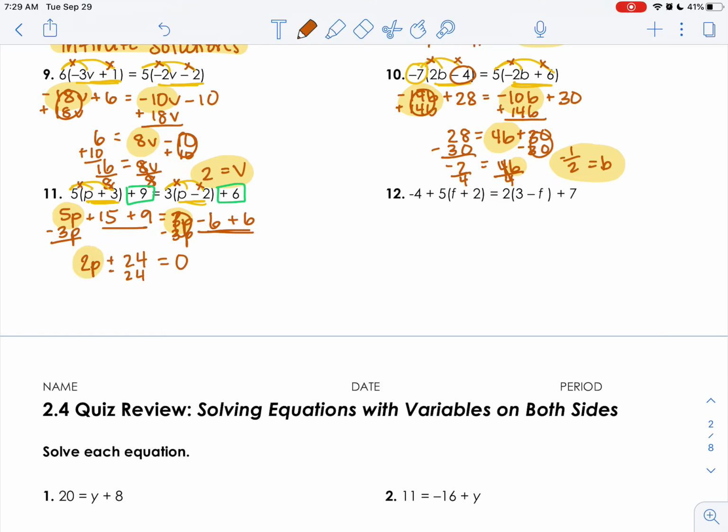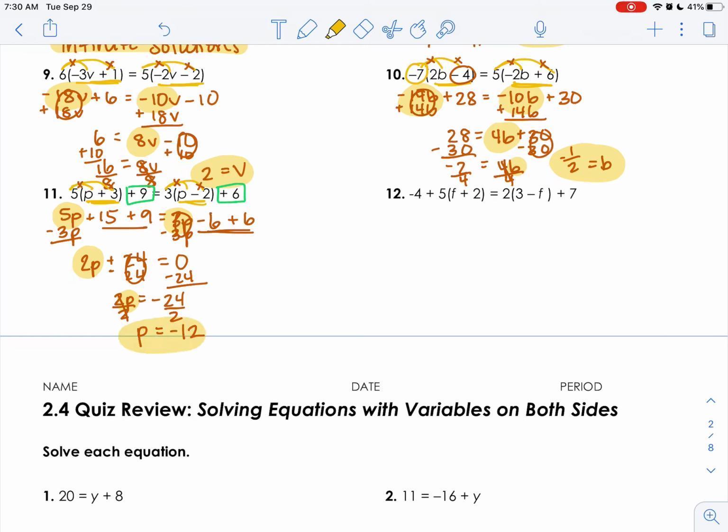To get the 2p by itself, I'm going to subtract 24 from both sides. 24 minus 24 is 0, so I have 2p equals 0 minus 24 is negative 24. And then I'm going to divide both sides by 2. 2 over 2 is 1p equals negative 24 divided by 2, which is negative 12.